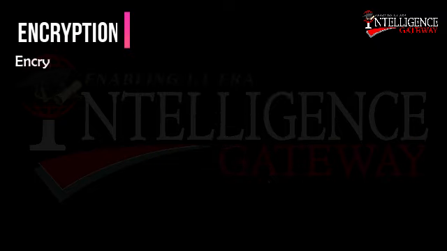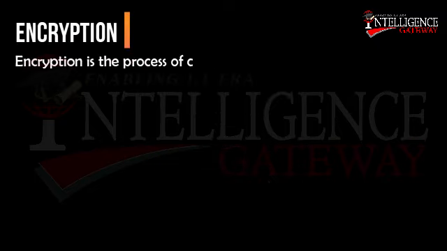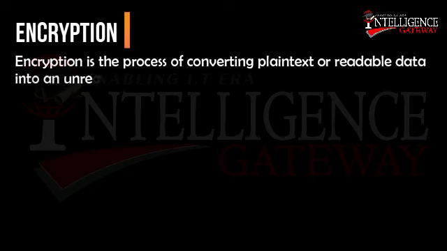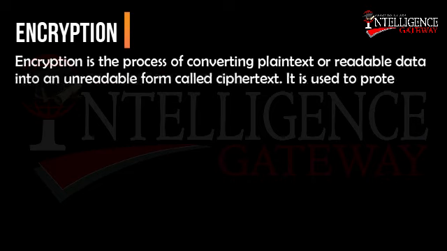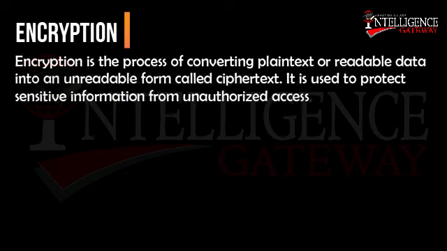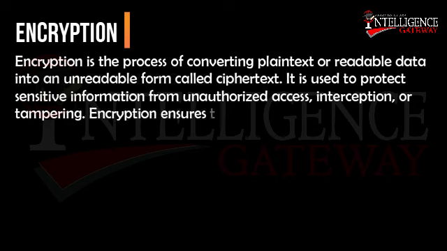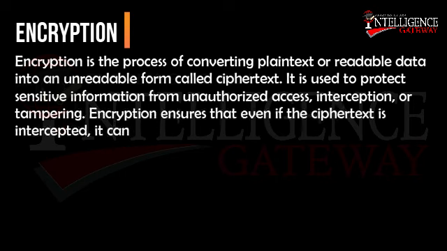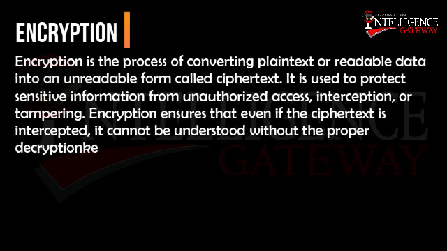Encryption. Encryption is the process of converting plaintext or readable data into an unreadable form called ciphertext. It is used to protect sensitive information from unauthorized access, interception, or tampering. Encryption ensures that even if the ciphertext is intercepted, it cannot be understood without the proper decryption key.